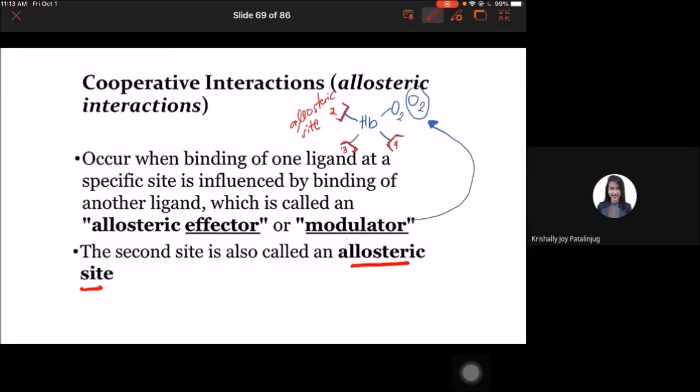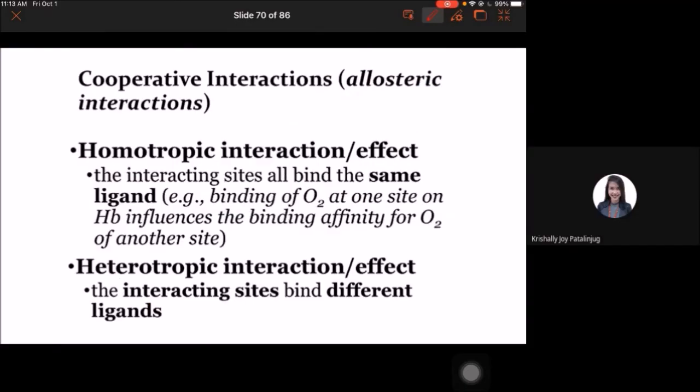Now, when we talk about cooperative interactions, we can further classify them depende kung anong klaseng ligands or molecules ang nagbabind sa heme group ng hemoglobin. So we have two classifications of cooperative interaction. Number one, homotropic interaction. From the word homo, meaning one, uniform, or the same. Therefore, kapag sinabing homotropic interaction, lahat ng apat na ligand na nagbind sa heme group ng hemoglobin are the same. Yung four ligands na yan. That's why nakalagay, interacting sites of hemoglobin all binded with the same ligand.